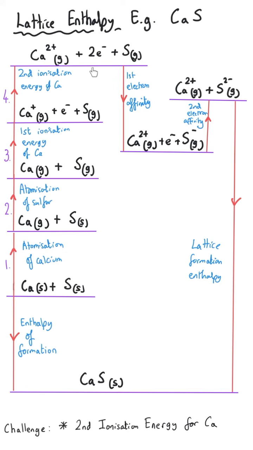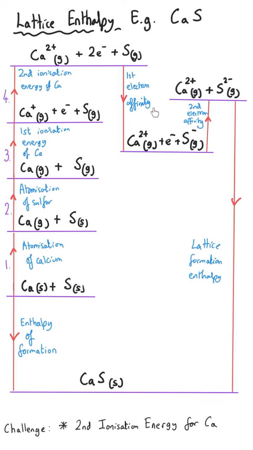So this time we're making 2 electrons. We had 1 already. The second electron has now been lost. And so we've got calcium as a 2+ ion. And all the while this sulfur is unchanged. And so this is the new arrow.